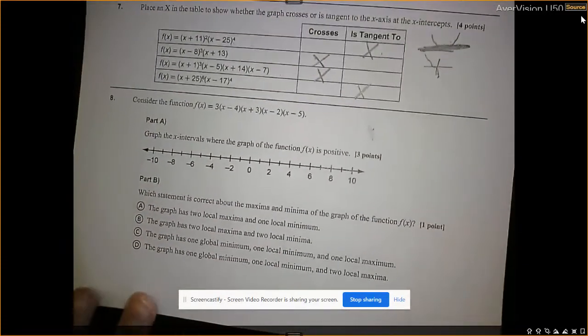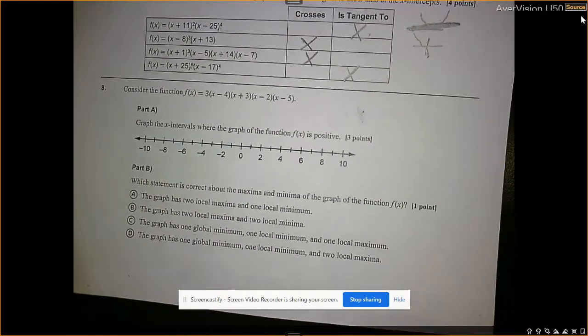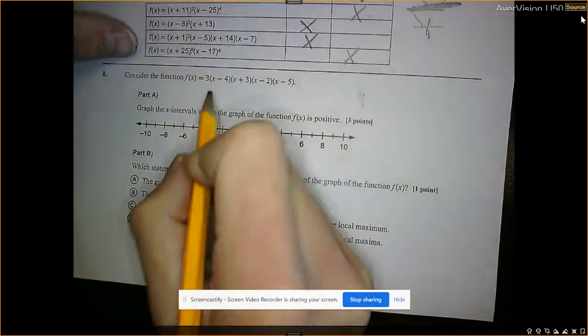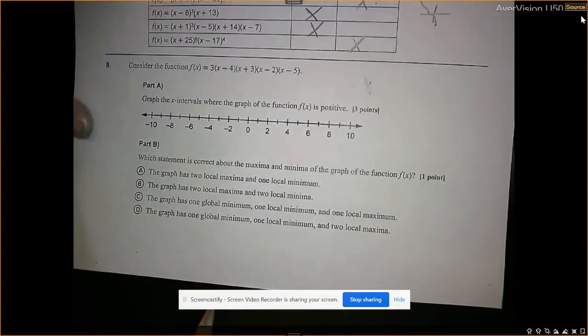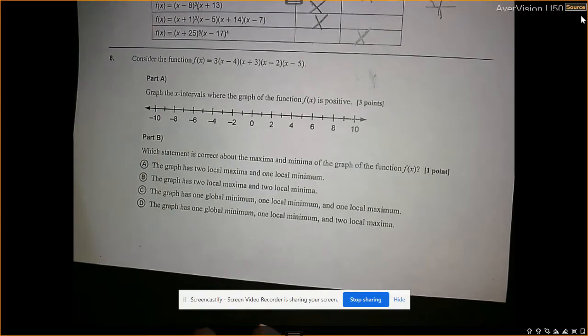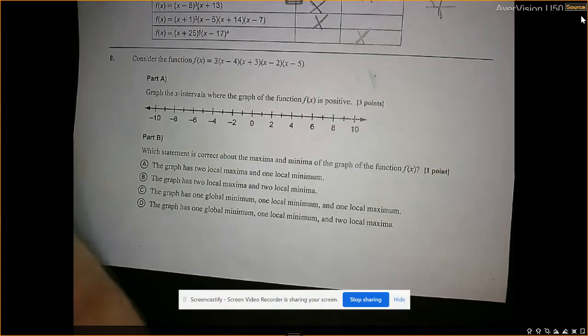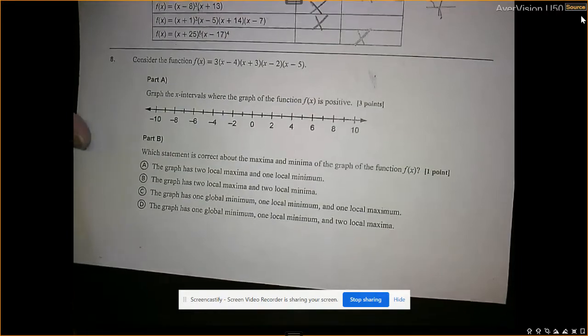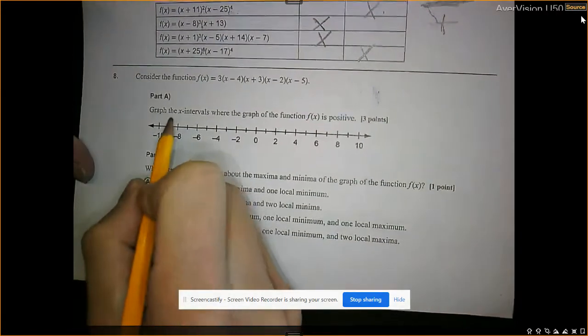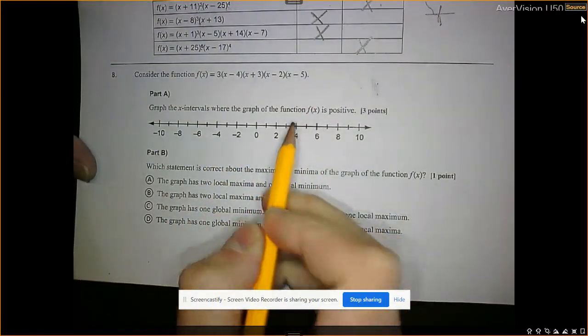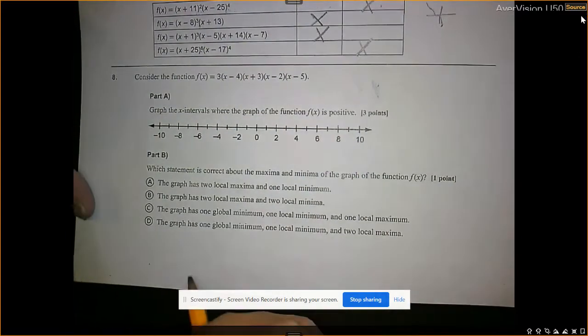All right, very last one now. Last one that we have is looking at this function, number 8, and we're going to try to figure out where this is positive and where it is negative. And then it says to graph the x intervals where the graph of the function is positive.